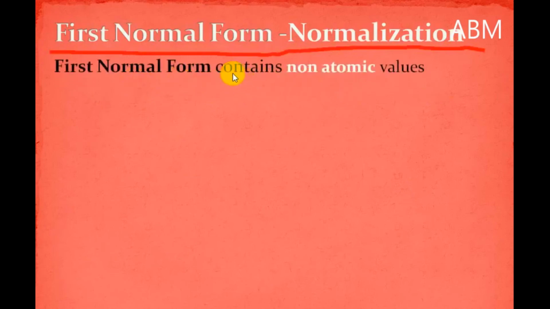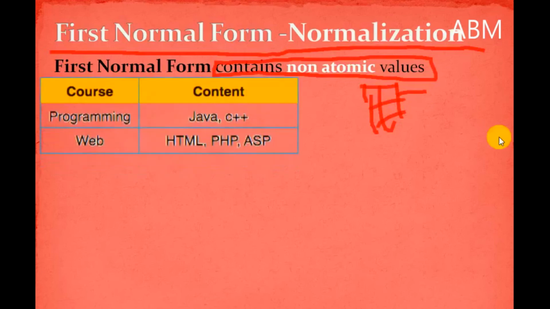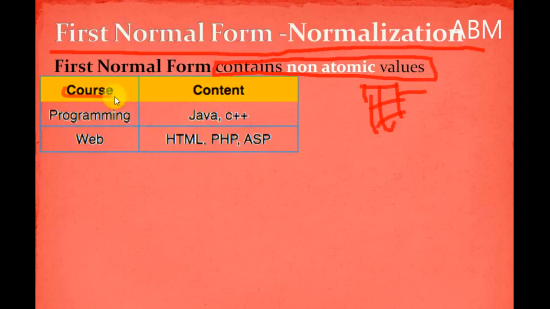So what is first normal form? In the first normal form, the table contains non-atomic values. For example, in our relations we are going to store data, but one cell contains more than one value. We can say that when we put more than one name in one tuple, as you can see that the course is an attribute, the content is also an attribute, then you can say that in the programming, contents contain more than one value.